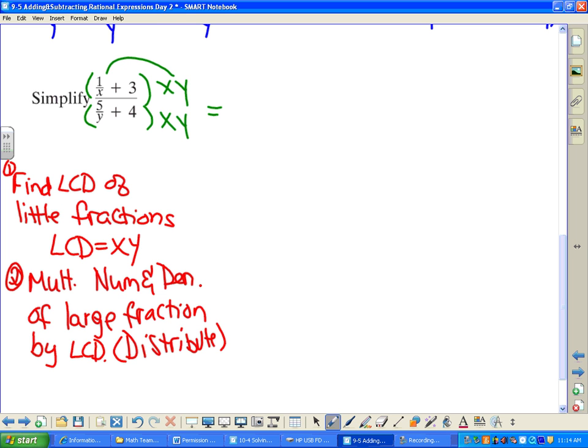And distribute. If you take 1 over x times xy, that would give you xy over x. Do you agree? But xy over x is just y. It gets rid of the fraction for you. Then distribute. Plus 3xy. Right? Over. Do the same thing in the denominator. That's going to give you 5x plus 4xy.